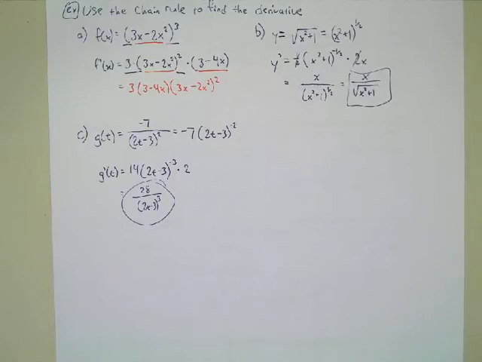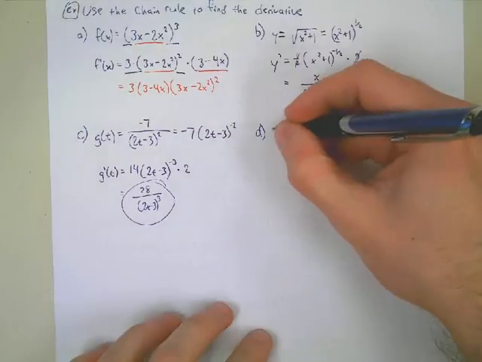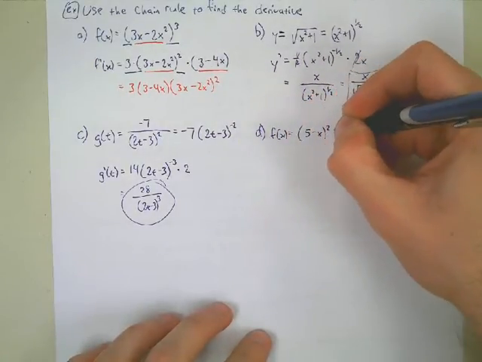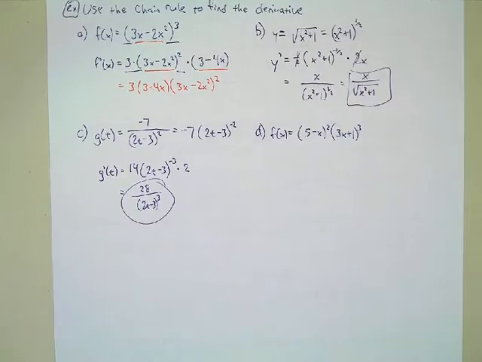Questions on any of that? Right? Let's do another one here. F of x equals 5 minus x quantity squared times 3x plus 1 to the third. We're ramping it up. Oh, I don't like that.